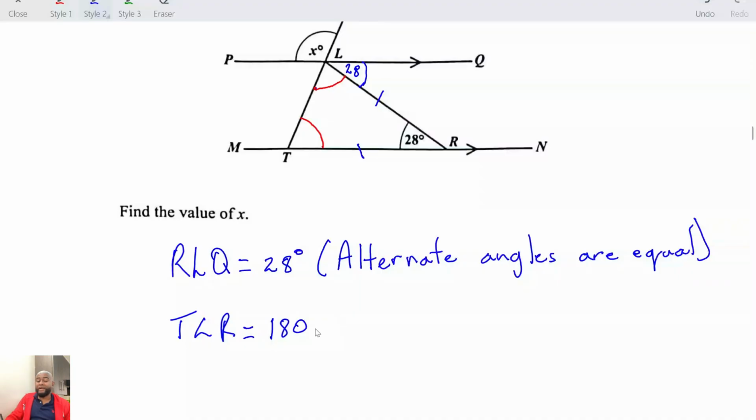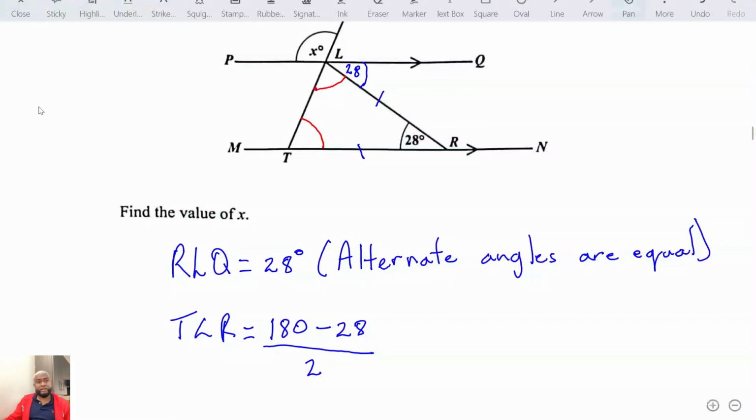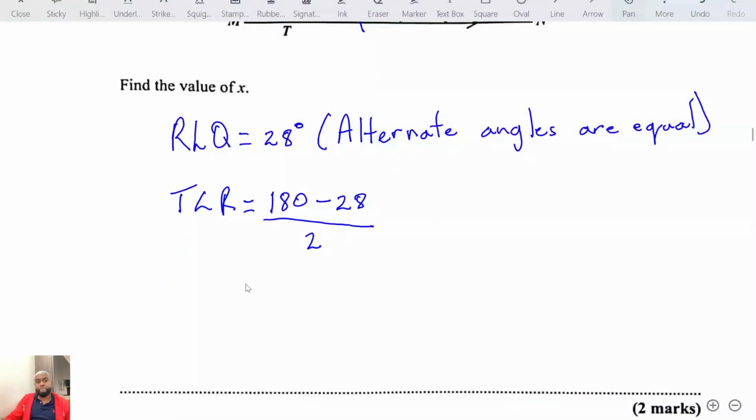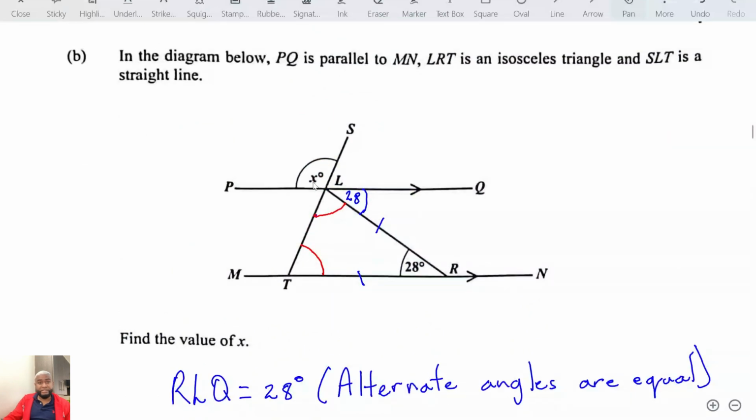All the angles in a triangle add up to 180. So it's 180 minus 28, divided by 2, because the two angles will be the same. So what will TLR be? TLR would be equal to 76 degrees. Here's 76. Let me write it in red.